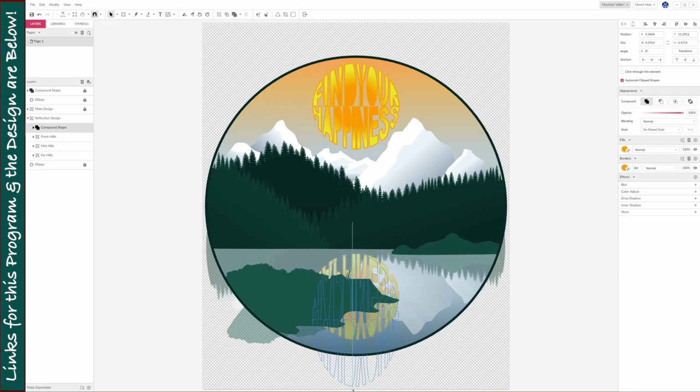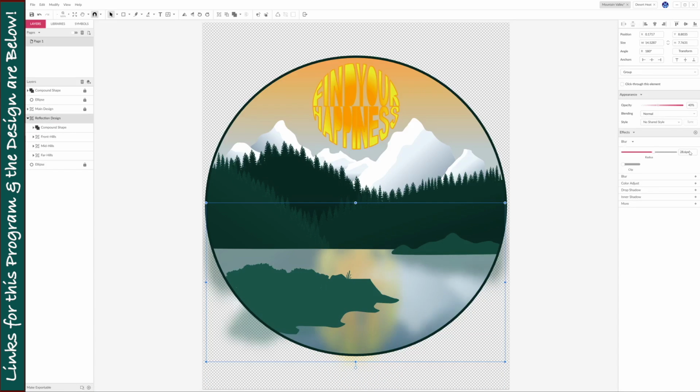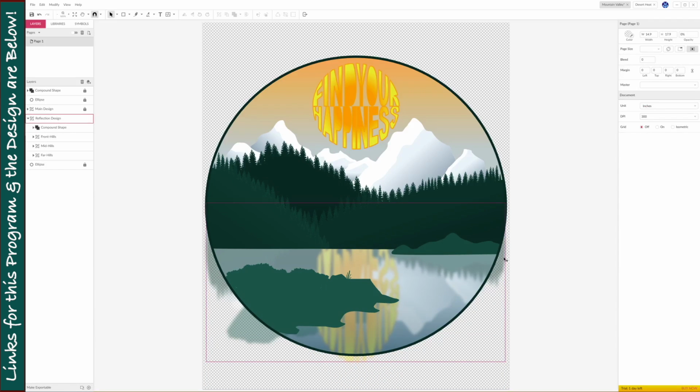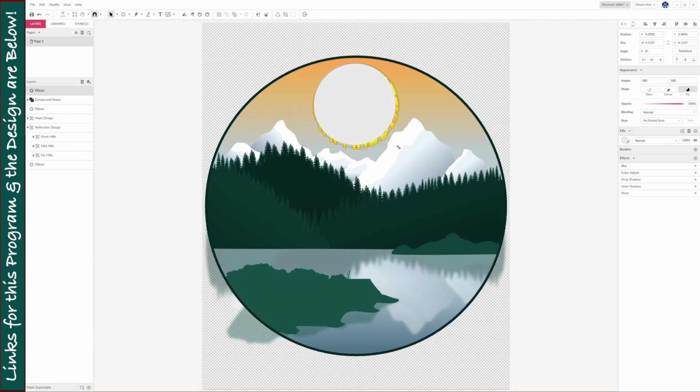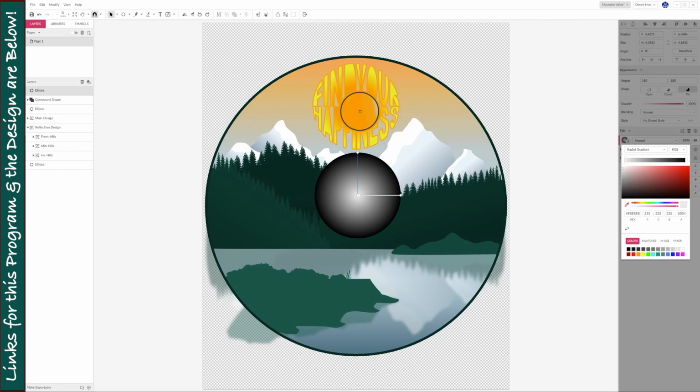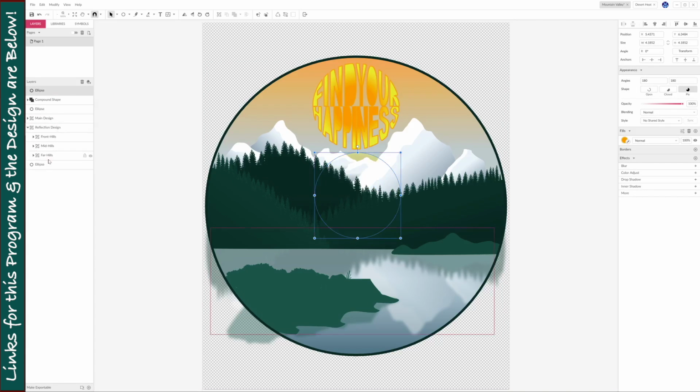And to really make the water seem more realistic, I ended up taking the entire design, copying it and flipping it, and then adding a distortion to it to where it looked like the reflections on a river or a lake.